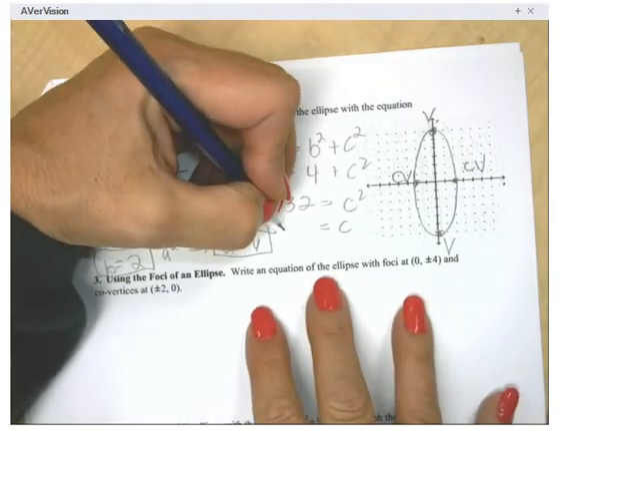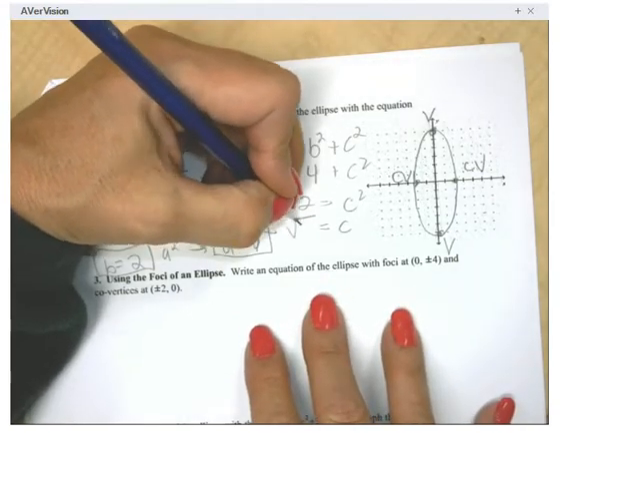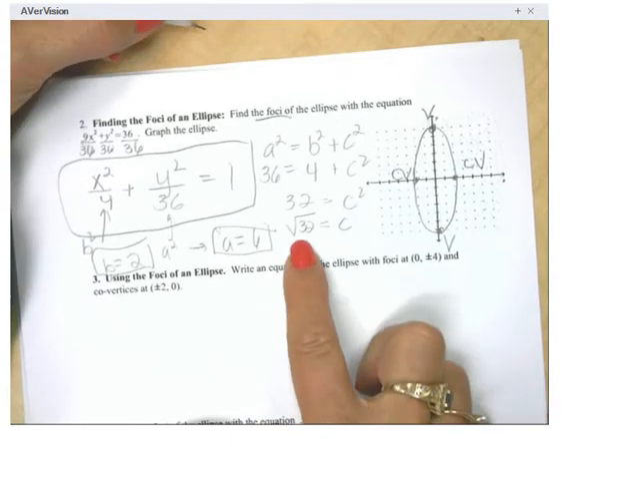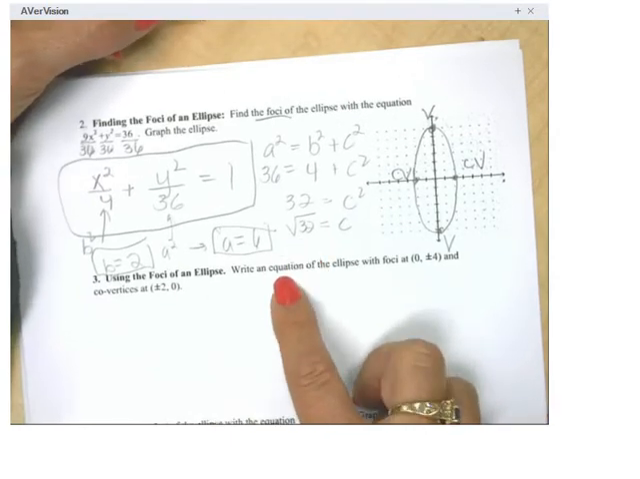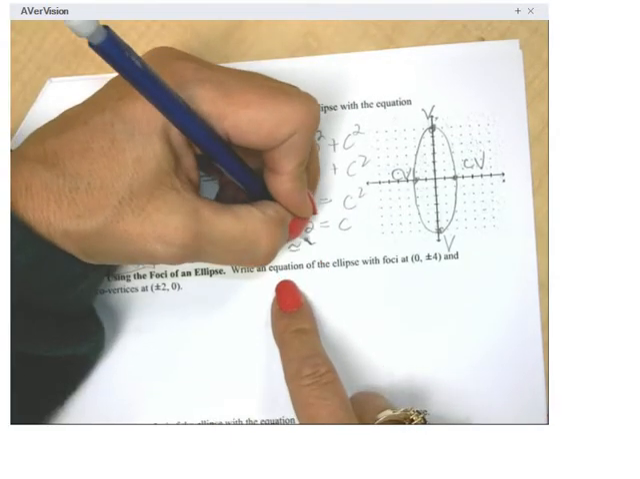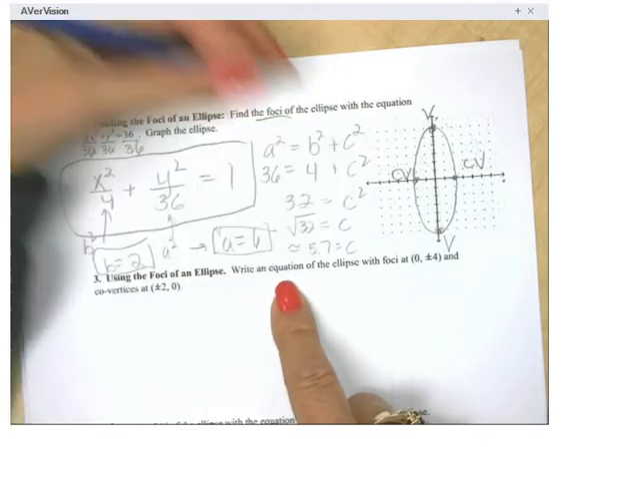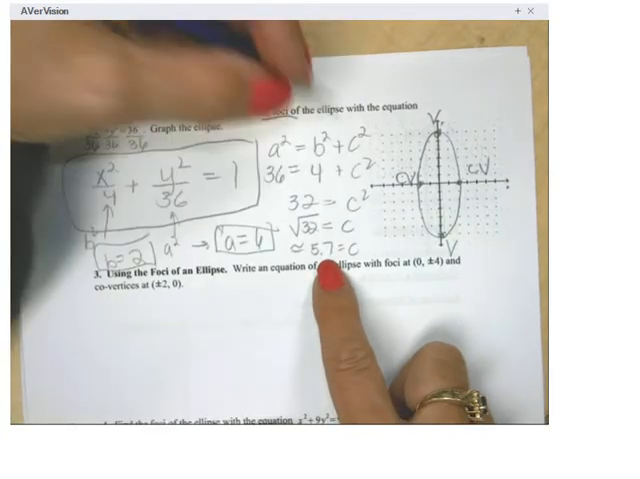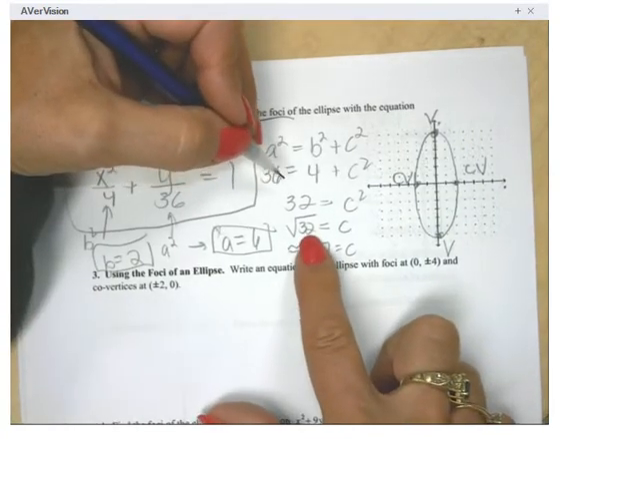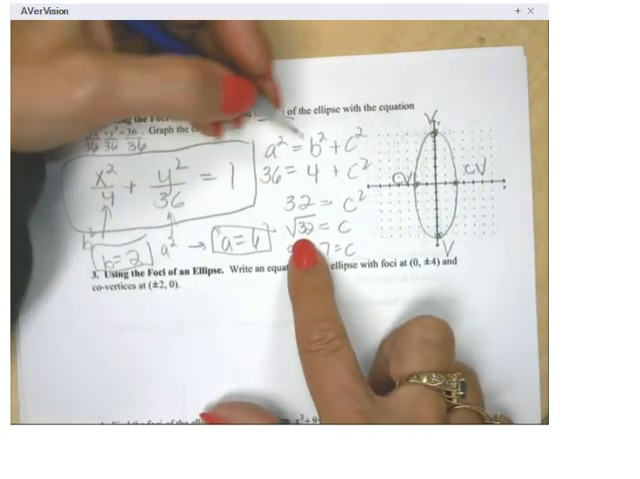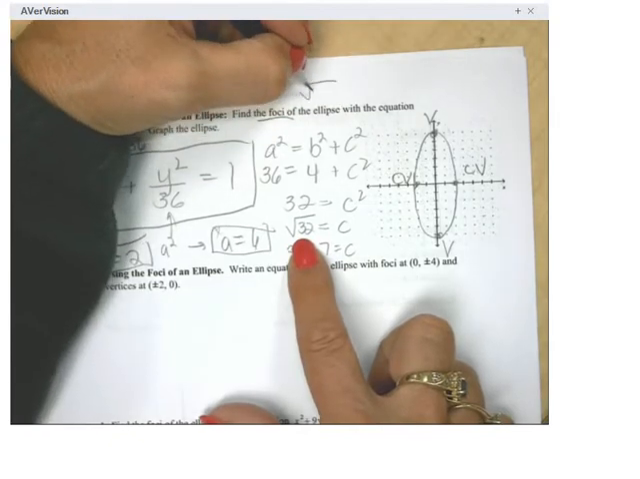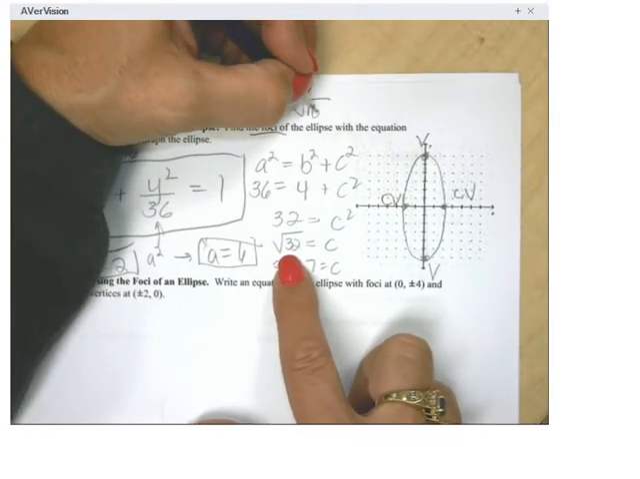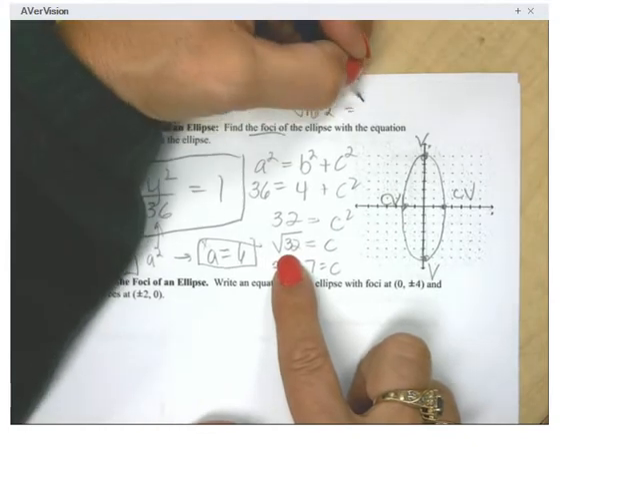So c is equal to, and I'm not going to worry about plus or minus here because I'm thinking of c as a distance, the square root of 32. And if I ask for an approximate value, we could get a decimal approximation. That's about 5.7. If I said give me the exact value for c, then I would make this into a simple radical.